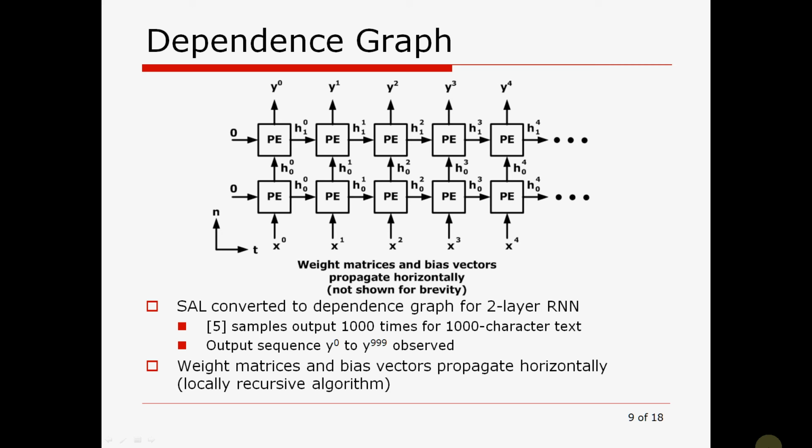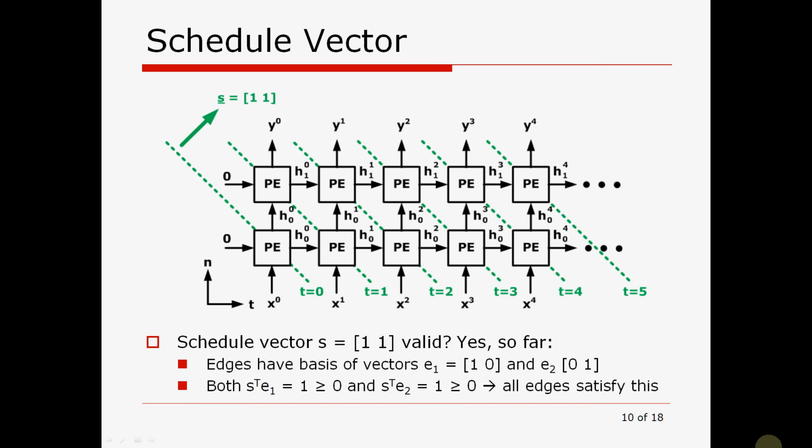Of course, there are weight matrices and bias vectors that propagate here. They would propagate horizontally along each neural network layer, but I'm not showing them here just for brevity and clarity of the figure.